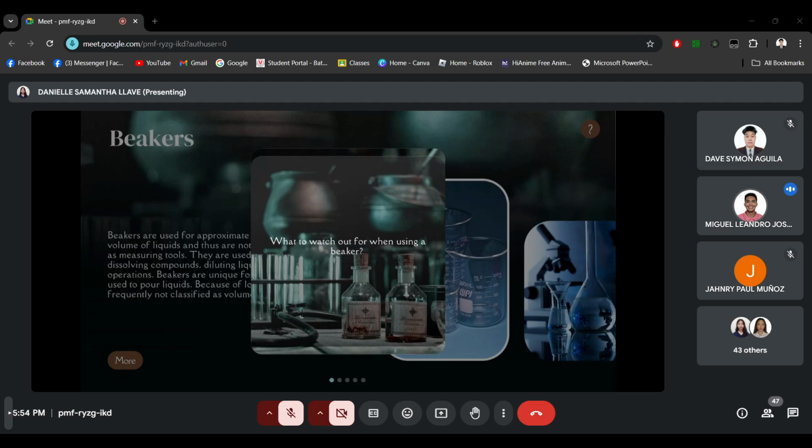When using a beaker, we need to remember that a beaker is not a measuring tool. It's not an accurate tool for measuring volume since the measurement has large gaps.